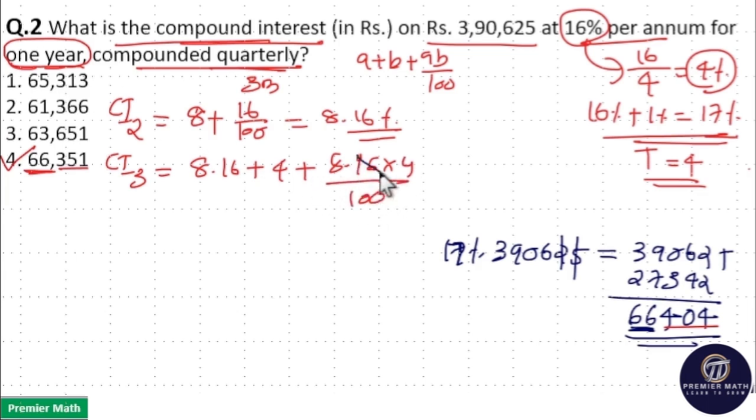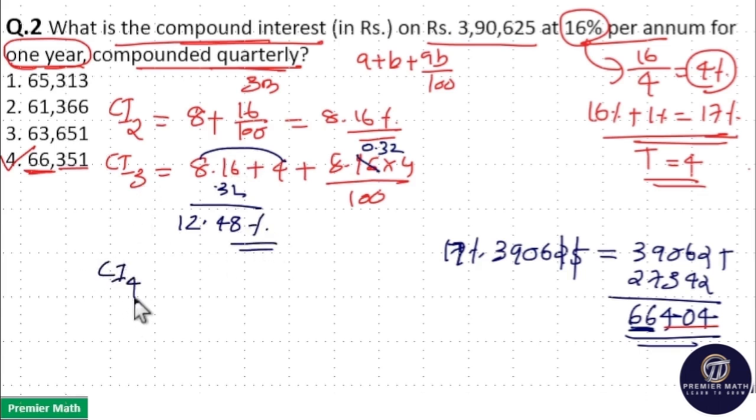Now, leave this 0.16 and calculate for the exact number, that is 8 into 4, 32. So 32 by 100 is 0.32. Now add this 0.32 here. Now you will get 8 plus 4 is 12. Now 12.32 plus 0.16 is equal to 12.48. That is 12.48% for 3 quarters.